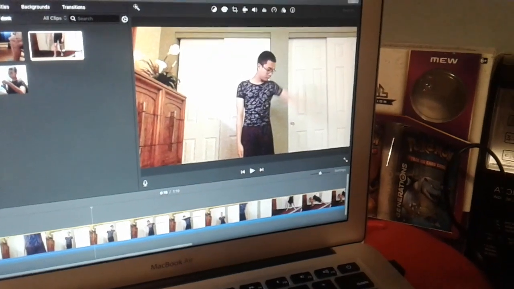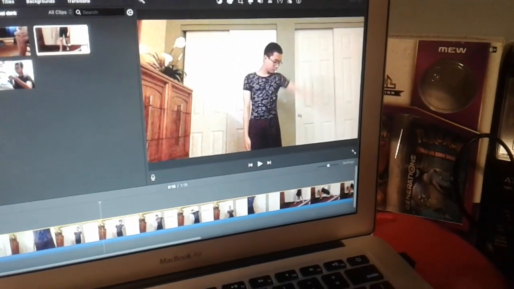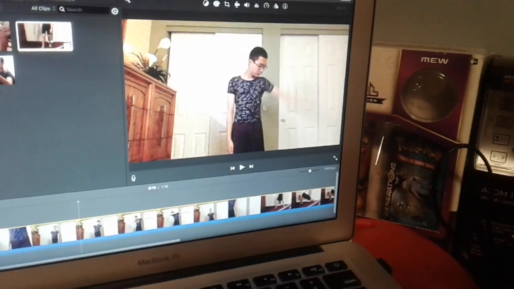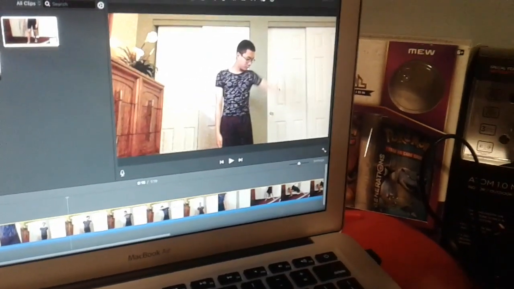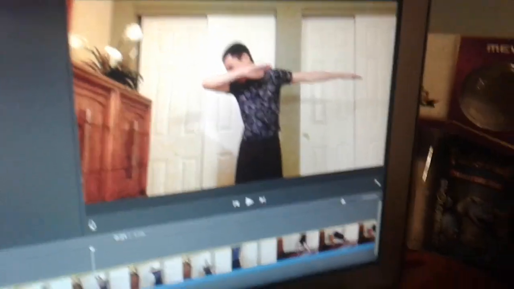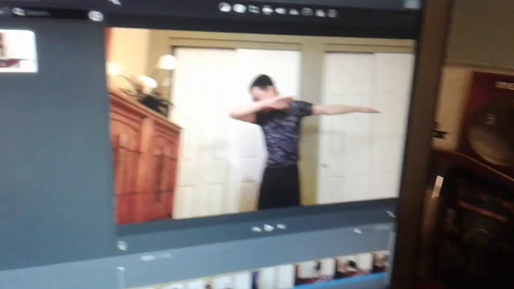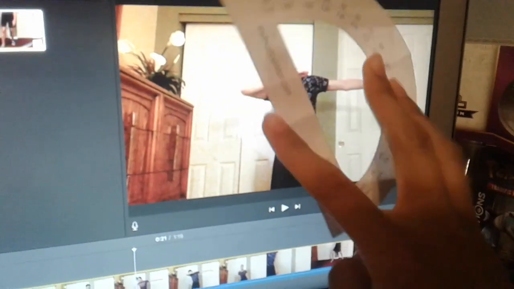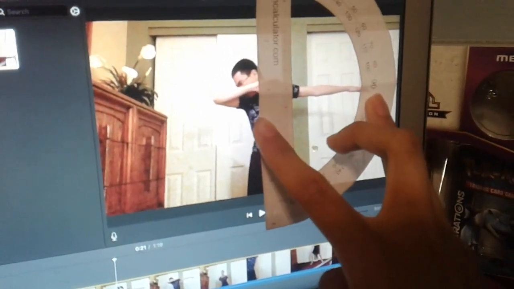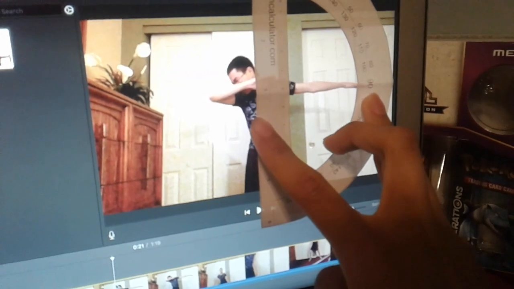So the side of my body here would count as the bottom line, and my arm here would count as the other line. So standing up, this would be a perfect 90 degree angle dab. So let's just measure that. I'm using one hand. And yeah, there we go. We got a 90 degree angle dab.